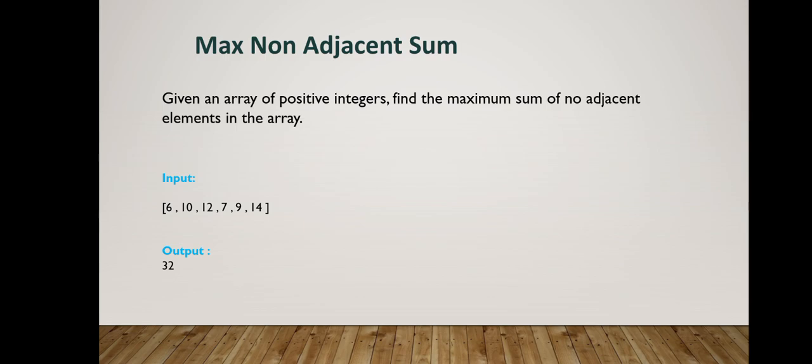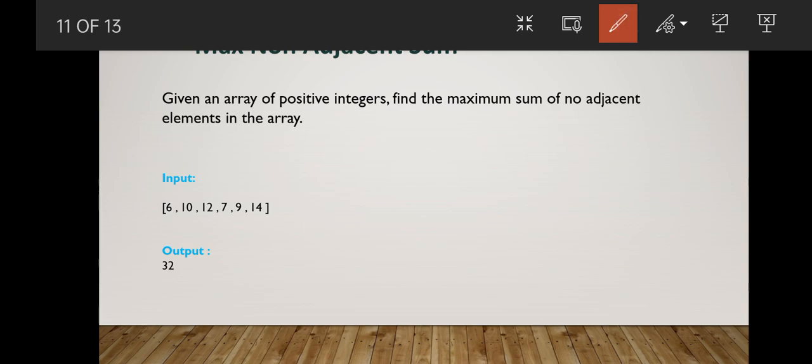We are given a list of positive integers and we have to find the maximum sum of non-adjacent elements in the array. Say we have 6, 10, 12, 7, 9, 14. You have to make a sum of non-adjacent elements. Since 6 and 10 are adjacent, we cannot add 6 and 10, but we can add 6 and 12. We can add 12 and 9, we can add 12 and 14. The same way we can add 10 and 7, 10 and 9, 10 and 14.